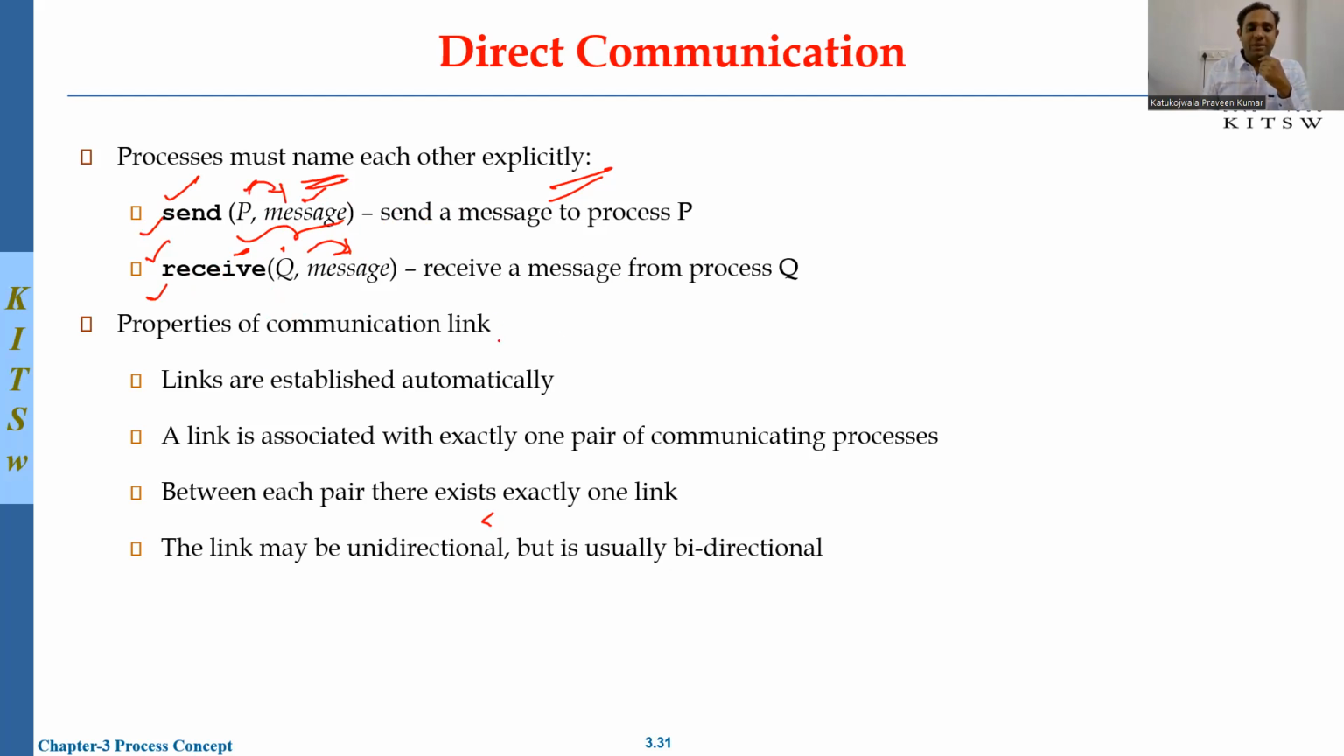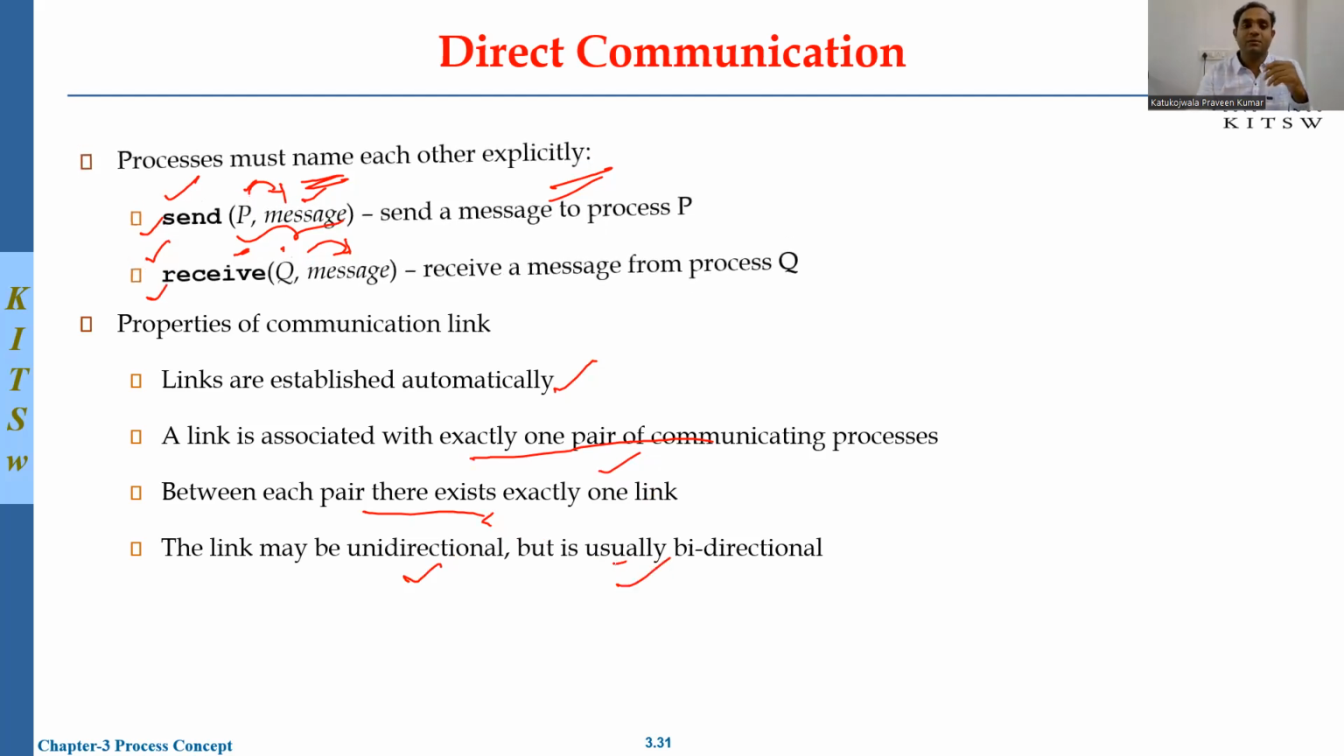Now, the properties of the communication link. Links are established automatically. A link is associated with exactly one pair of communicating processes, as in the issues we discussed in the previous slide. Between each pair there exists only one link. The link may be unidirectional, but it is usually bidirectional, so you can use it both ways.